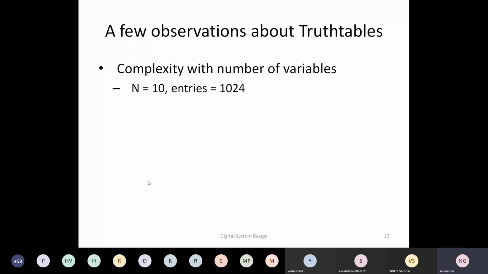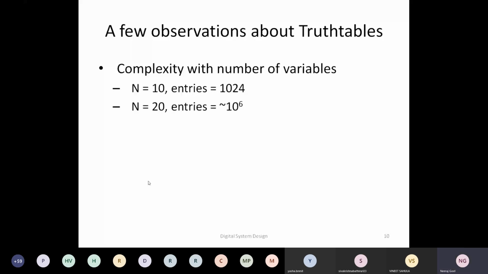Those who are familiar with C, you don't care when you're creating a new variable. And if you see a complex system, the number of variables could be in the range of 50, 100, 200, whatever. So what I want to emphasize is that if the number of variables is beyond a certain limit like 10, 15, 20, then even enumeration of all these values is not possible.